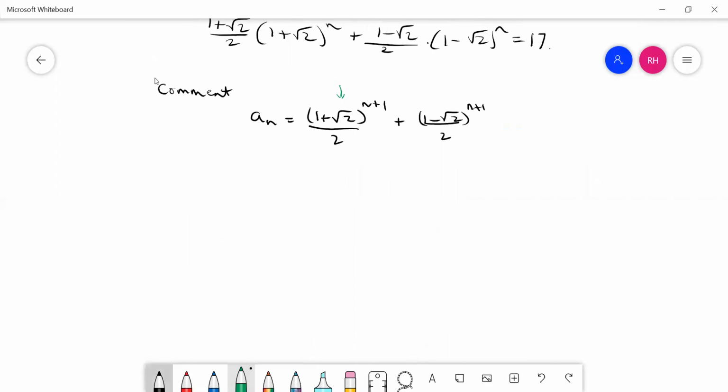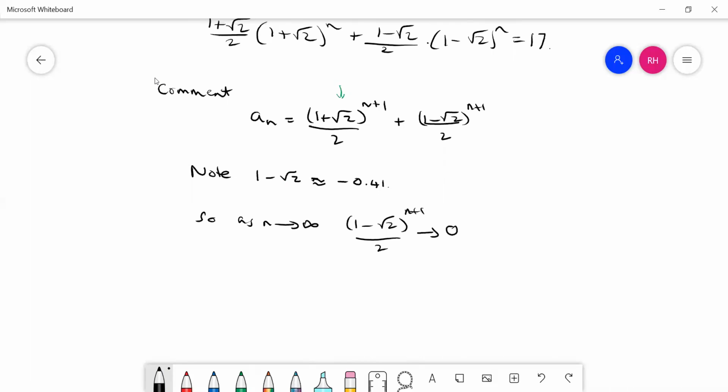Now, the interesting comment, I think, is that 1 minus root 2 is approximately negative 0.41. So as n gets larger, (1 minus root 2) to the power of n plus 1 on 2 approaches 0, and very quickly it approaches 0. For example, when n equals 4, I've got approximately 0.41 to the power of 4 on 2. So that's 0.16 on 2, it's something like 0.02 or something. You can work it out, it's very small.